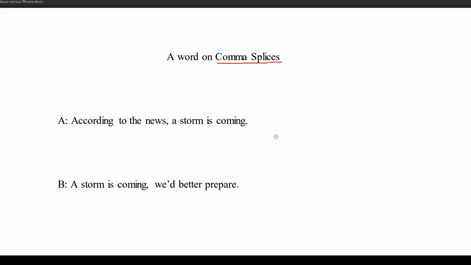Okay, I'm telling you now that B is the incorrect punctuation. We've just talked about clauses and phrases. Which of these two, A or B, contains two clauses? I'm hoping that you're looking at B. A storm is coming: storm is the subject, is coming is the verb, present continuous. We had better prepare: we is the subject, prepare is the verb.